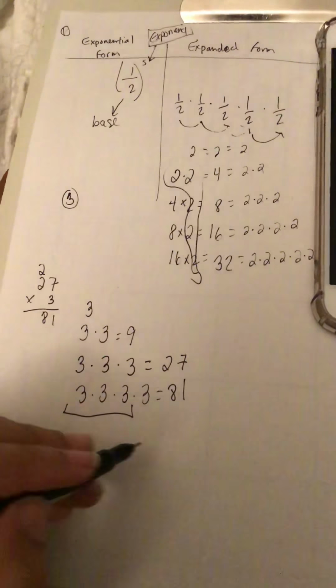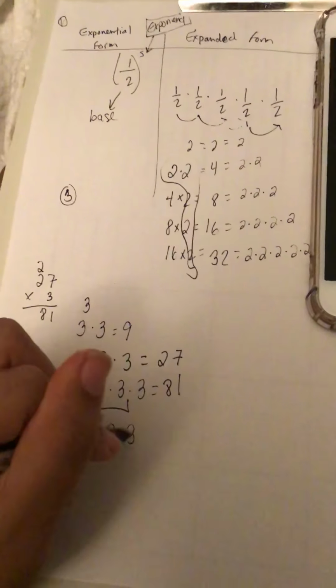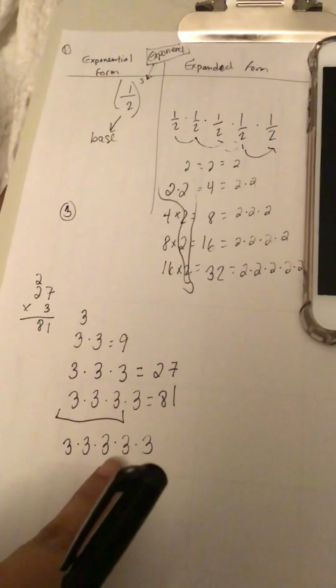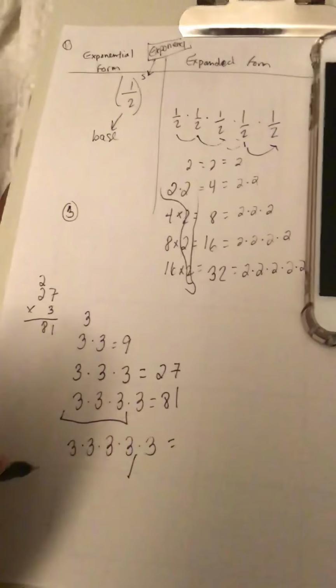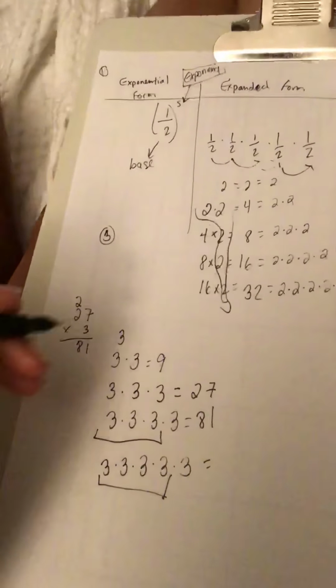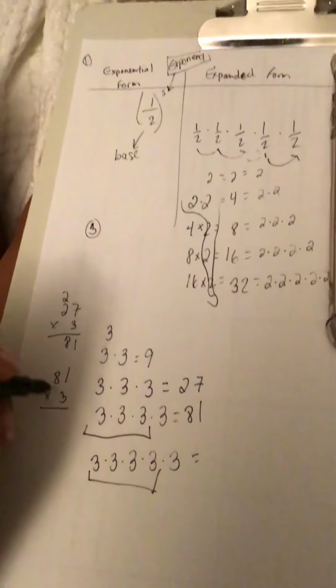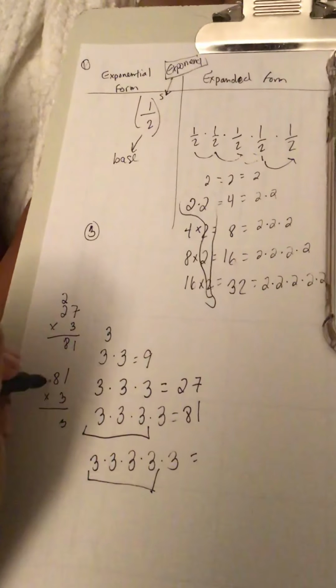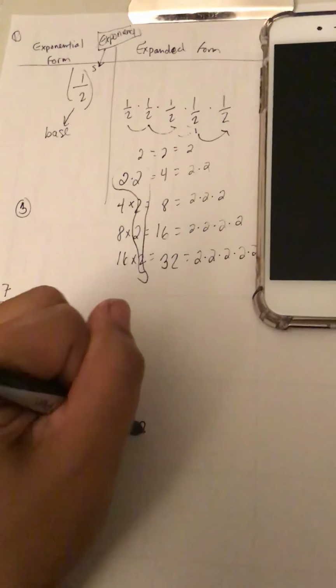All right. So we know 4 3's are worth 81. So now we're going to write 5. 3 times 3 times 3 times 3 times 3. 1, 2, 3, 4, 5. And we know 4 of them are worth 81 because we just did that math. So now we're taking the 81 and multiplying it times 3. 81 times 3. 3 times 1 is 3. 3 times 8 is 24. So it's going to be 243.